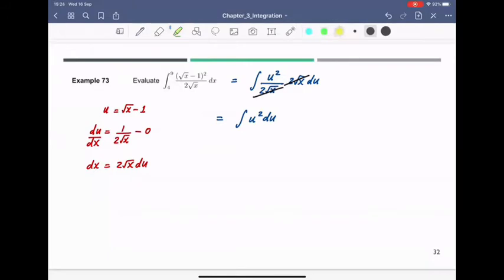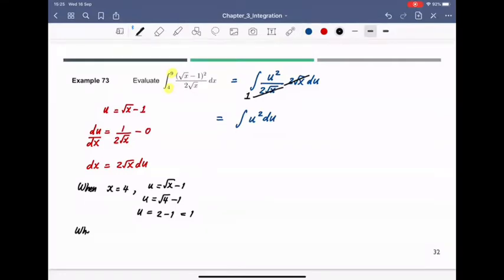Let's take a step back and look at 4 and 9 here. When x equals 4, what happens with u? Then u equals square root x minus 1, which is square root 4 minus 1. This is 2 minus 1, which is 1. So when x equals 4, u equals 1, and your lower bound of integration switches to 1. Make sense?